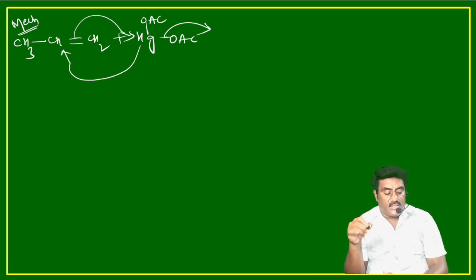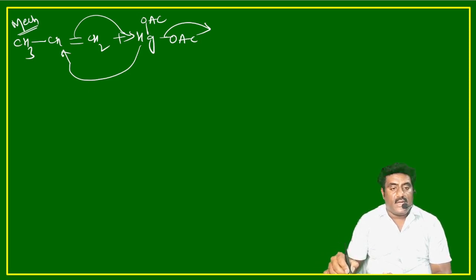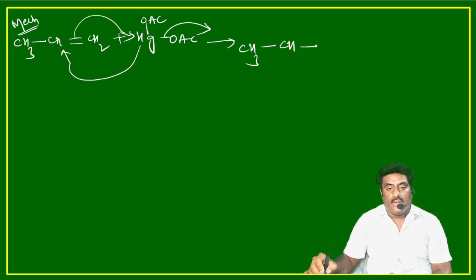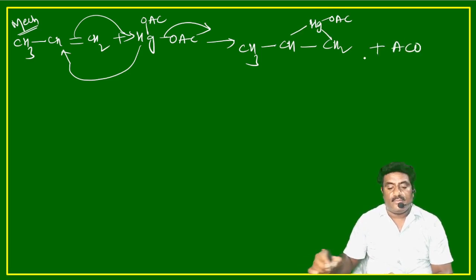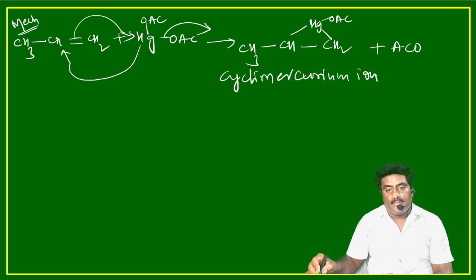In the first step, oxymercuration. See, the electrophile mercuric acetate attacks the double bond to form a cyclic mercurinium ion. To form a cyclic mercurinium ion: CH3, CH and CH2, and HgOAc, and acetate. It is a cyclic mercurinium ion.